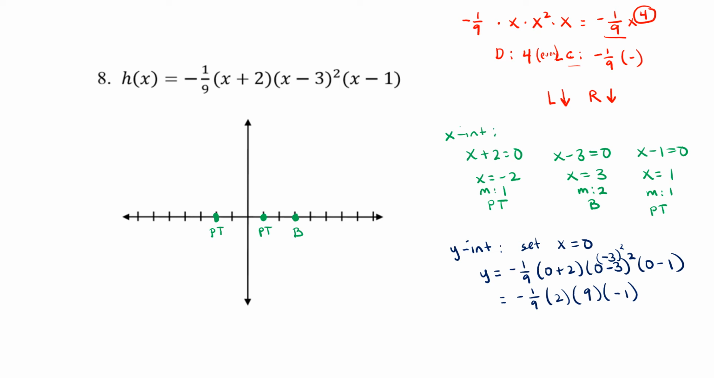To finish off, we multiply here. It might be easier to do the whole numbers first, and we'll deal with the fraction at the end. 2 times 9 is 18. 18 times negative 1 is negative 18. Now we have negative 18 times negative 1 over 9. The negatives cancel out, so this is going to be positive. And this is really just doing 18 divided by 9, which is 2. Telling us that y equals 2, giving us the y-intercept of (0, 2).